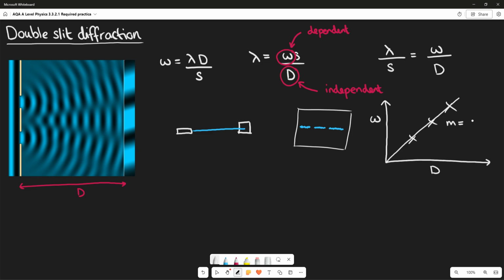The gradient of the graph is going to be equal to the wavelength divided by the slit separation. What your teacher may do is ask you to calculate the wavelength. And what they will have done is put a sticker over that information where it was printed on the laser and ask you to calculate the missing value. You'll be able to use the slit separation printed on the card over here in order to do that.